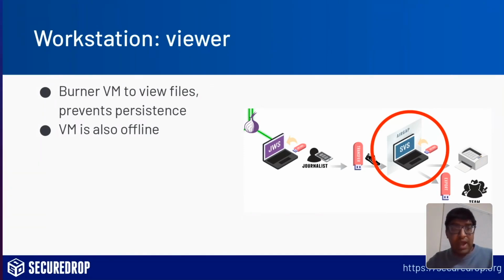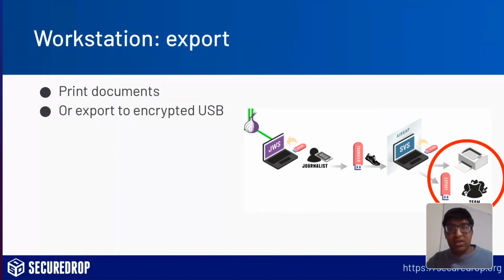The next part is the viewer application. We use a burner VM to view files, so it prevents any malware from gaining persistence, and it's still offline, so exfiltration is even harder. And then finally, there's an export VM, which allows you to print documents or export them to an encrypted USB.